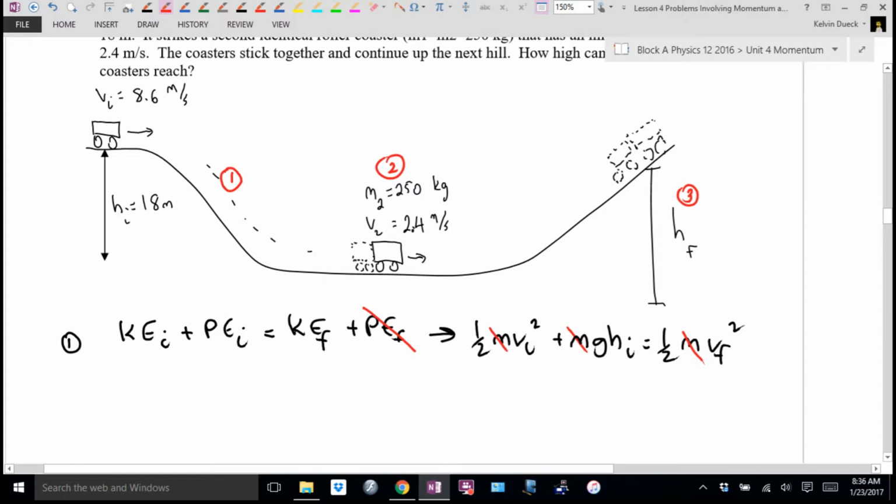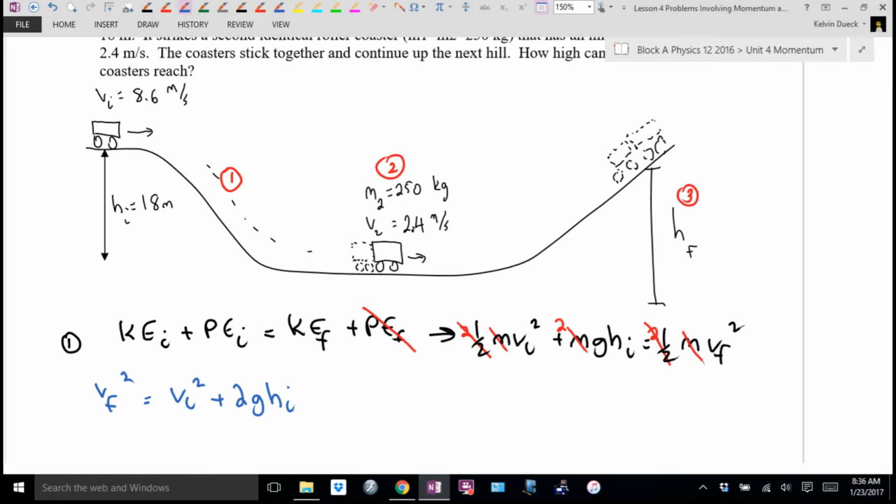They gave me the mass of the roller coaster, but in this case I didn't need it. And I'm going to do that trick of multiplying by 2, times 2, times 2 to get my 1/2s to cancel. And that's going to give me Vf squared equals Vi squared plus 2 g h initial, which we've kind of seen before occasionally.